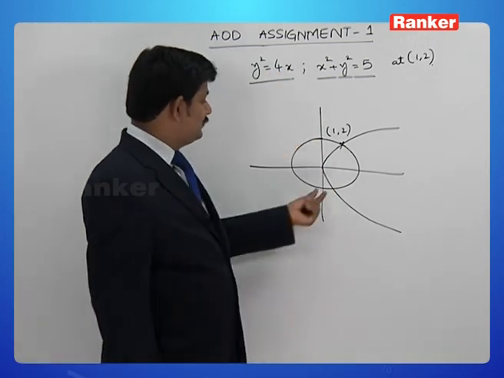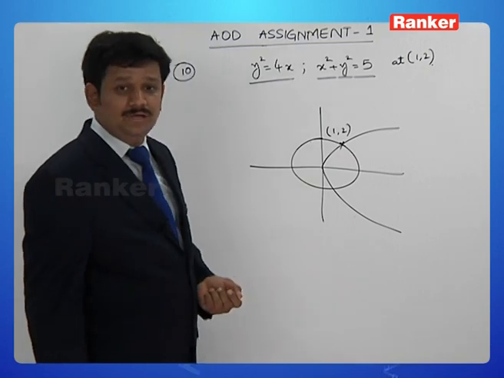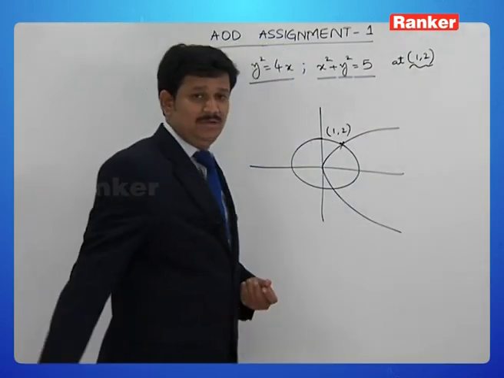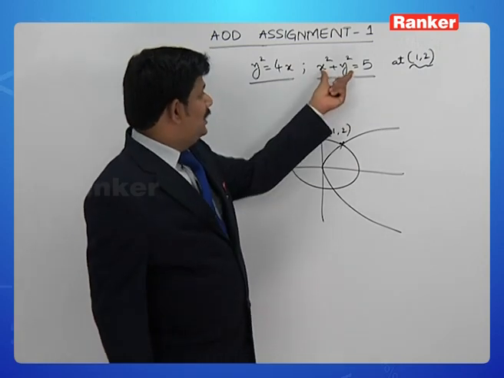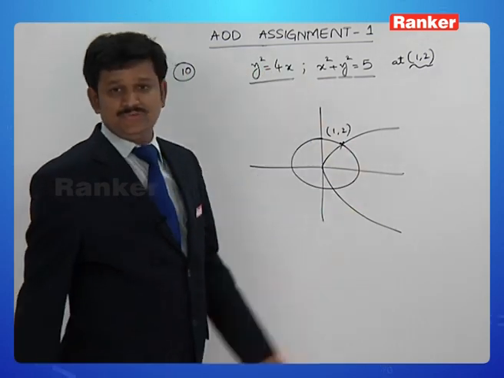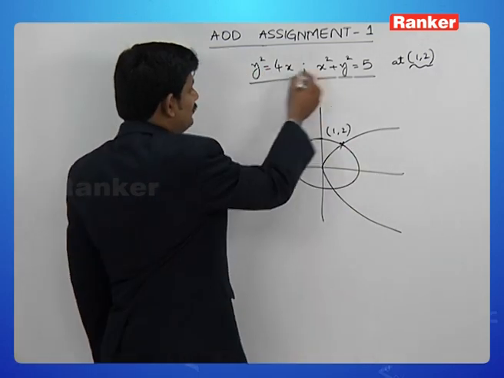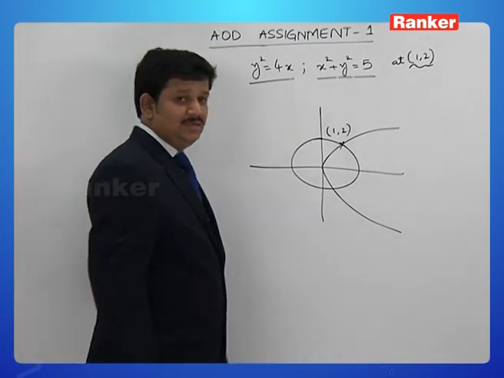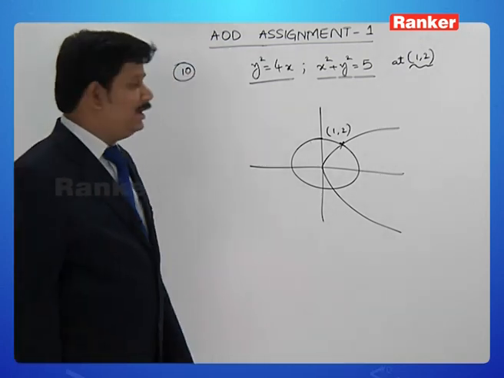That is how we get the points of intersection to be (1, 2) and (1, -2). Because the point of intersection is already given, we will just verify if it is right. 1 plus 4 is 5. 1 into 4 is 4. 2 square is 4. So it is a point which satisfies both the curves, and that is the point of intersection. At this point, we are asked to find the angle between the curves.